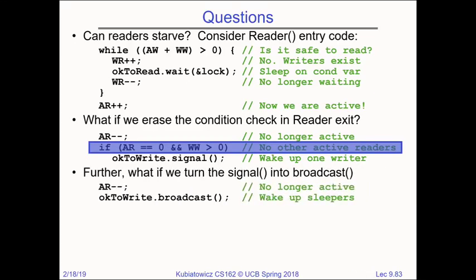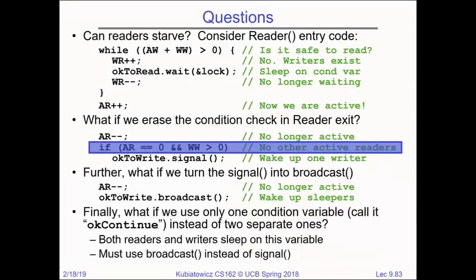Good. Now, what if we turn signal into broadcast? Same answer. We broadcast, you've got 20 writers, you wake them all up, and either they all go back to sleep or one of them wakes up, but the right things are going to happen because we keep rechecking our entry conditions. Okay, so that's why a while is particularly good.